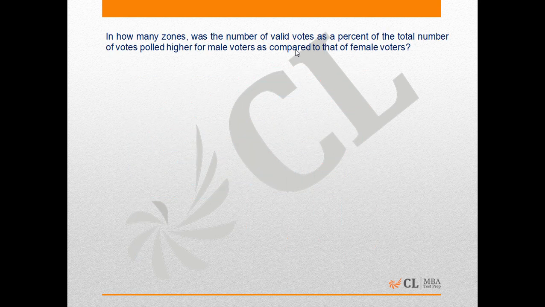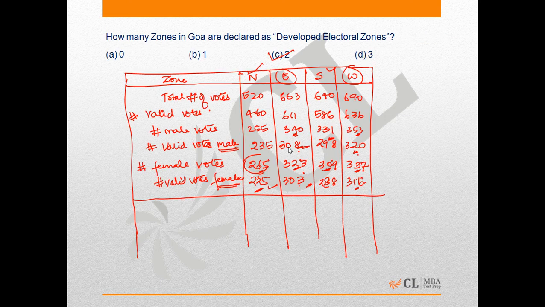It asks, in how many zones was the number of valid votes as percentage of total number of votes polled higher for male voters as compared to that of the female voters? If I look at the North Zone, the female voters valid votes is 225 out of 265, while that of male voters is 235 out of 255.